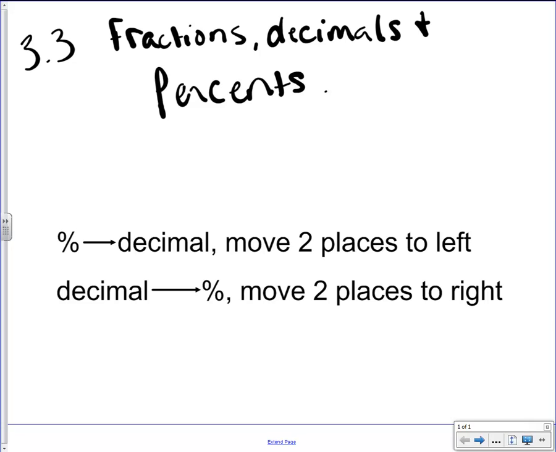Okay, so we're going to talk about section 3.3. This section's about fractions, decimals, and percents, and so I've written a rule up here on the board that I want you to be aware of. The top one shows you that if we're going from a percent to a decimal, you're going to need to move the decimal place 2 places to the left. If you're going from a decimal back to a percent, you're going to move it 2 places to the right. So that's something that you need to hang on to as we move through this lesson.